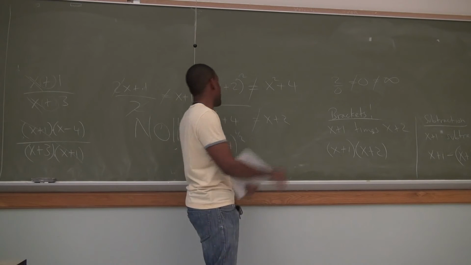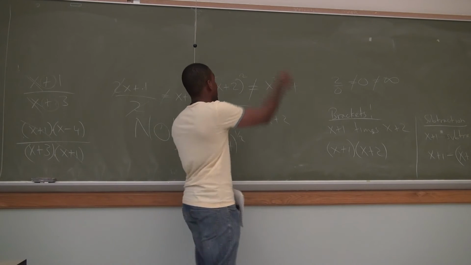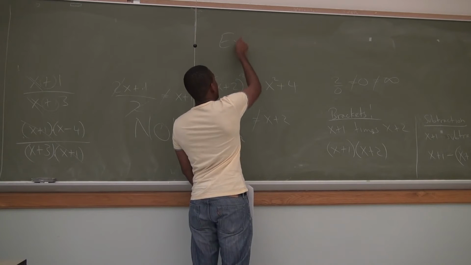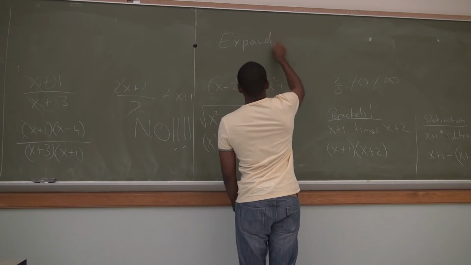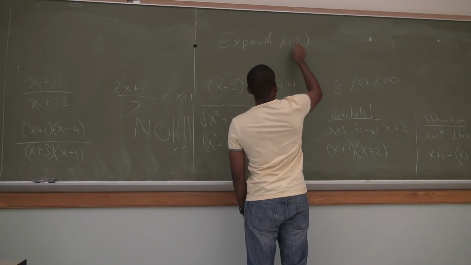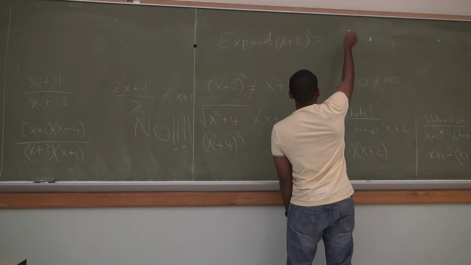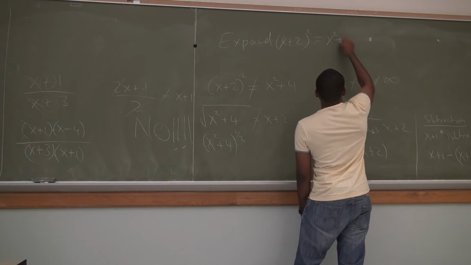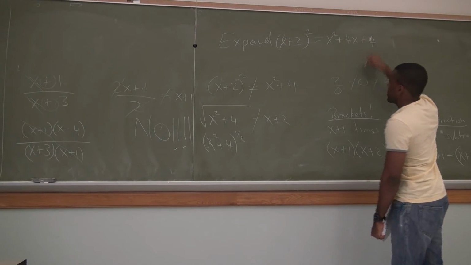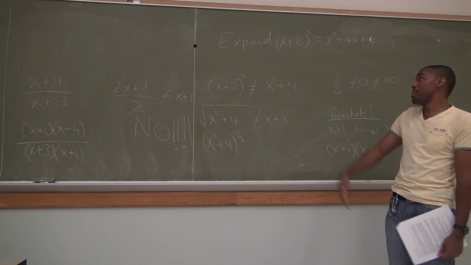So if you're not sure how this works, you can literally go to Wolfram Alpha and say, how do I expand x plus 2 all squared? By the way, what's the answer for that? Okay, good. Right, and Wolfram Alpha will tell you that.